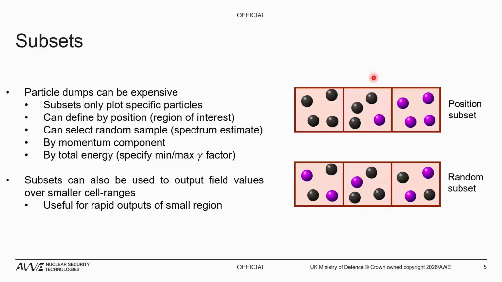So position: everything past this line. Or random: just give me, I don't know, half the particles, and it'll pick them randomly. So you can pick by momentum component, you can pick by total energy, or by specifying the gamma factor, the Lorentz gamma factor of your particles.